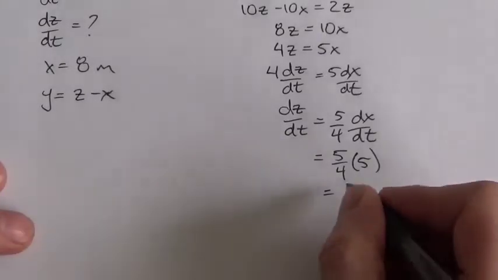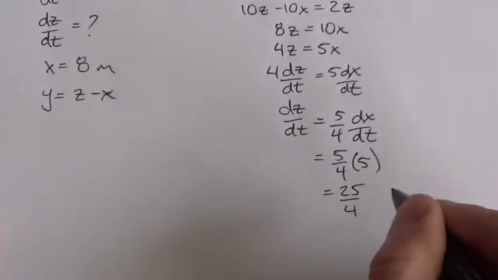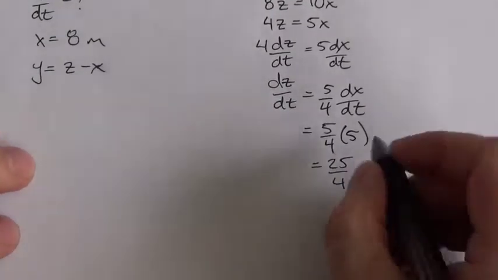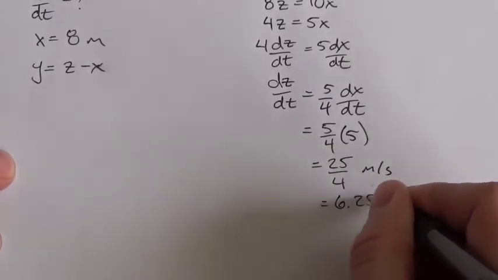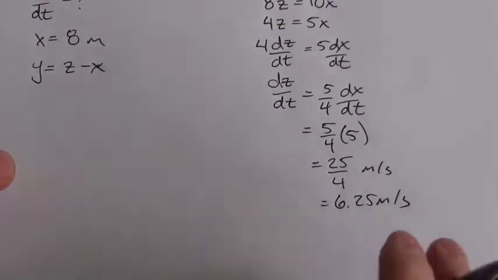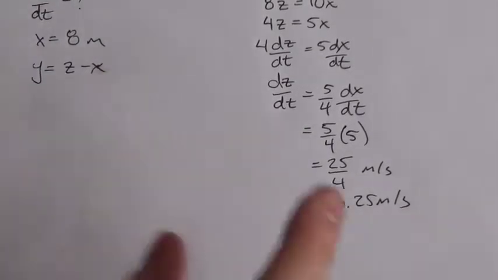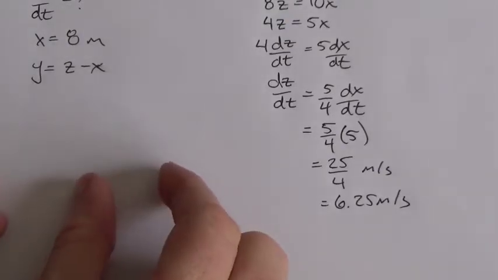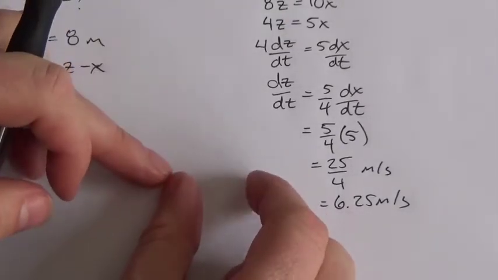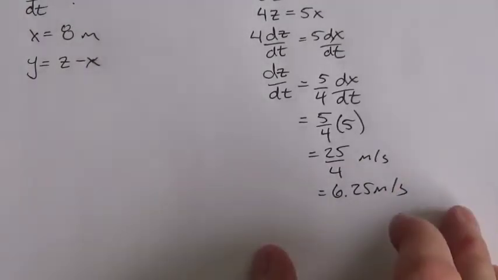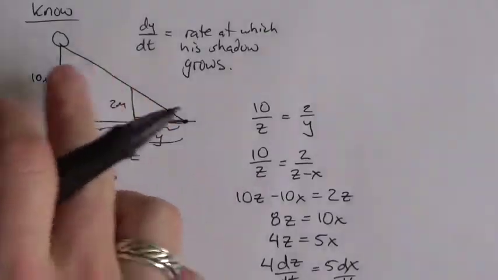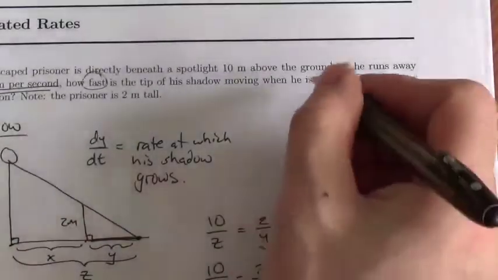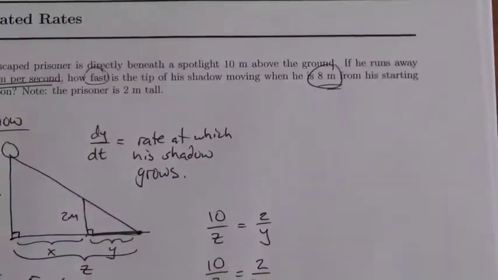So that's irrelevant. And so we're going to get 25 over 4 meters per second, or 6.25 meters per second. That's how fast the tip of the shadow is moving. And again, remember, that is a combination of the effect of the shadow moving because the guy's running and his shadow growing, both of those together. Good problem for a couple of reasons. Using similar triangles and that little red herring, that 8 meters, really has nothing to do with the problem at all.